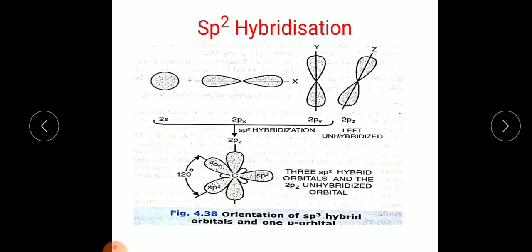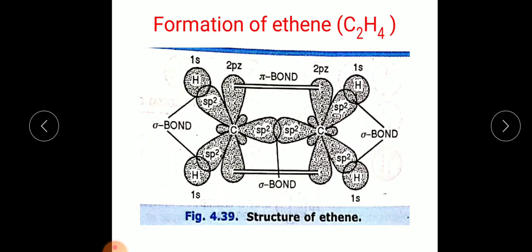Okay, now this is for carbon number 1. In ethene we have got 2 carbon atoms which have a similar environment. So if this is for carbon number 1, similar hybrid orbitals will be formed for carbon number 2. So they have got the equilateral trigonal planar structure like this. This is for carbon number 1 and this for carbon number 2. Now in the case of ethene we have got 4 hydrogens, so 2 hydrogens will be linked with this sp2 hybrid orbital and 2 over here.